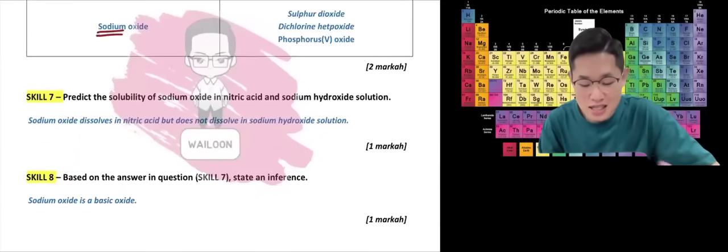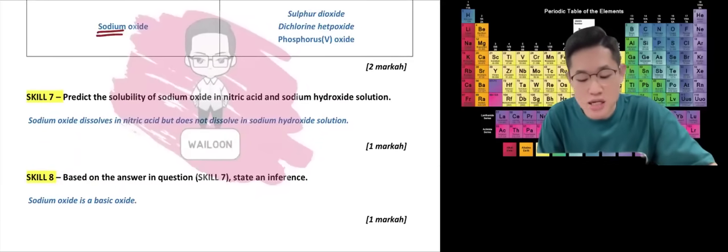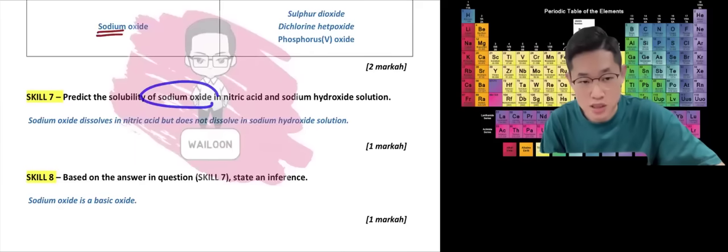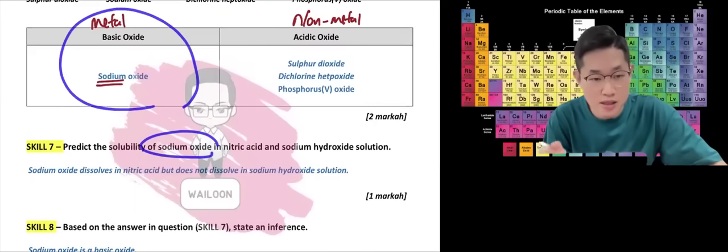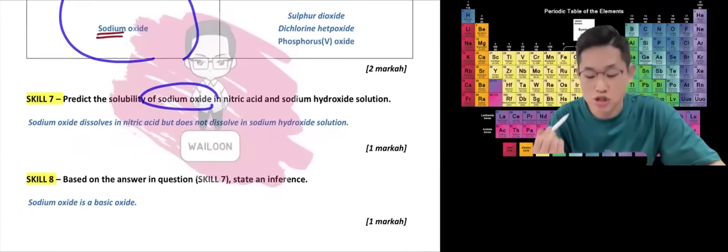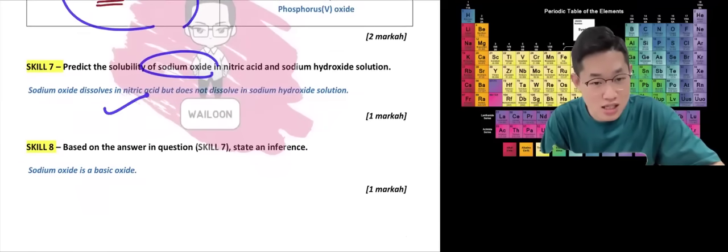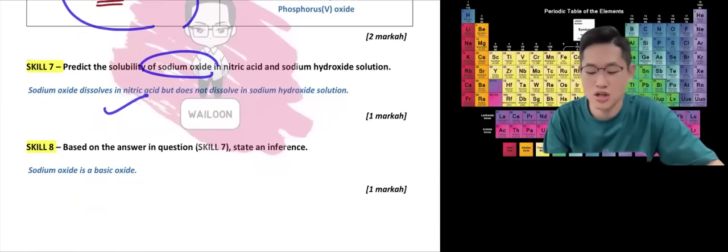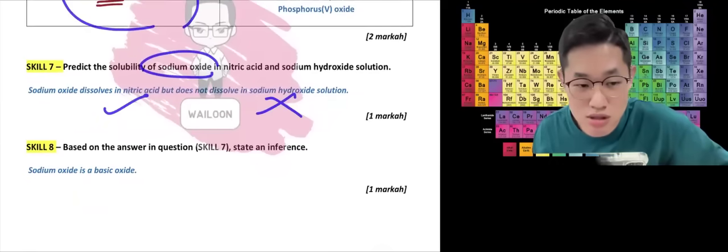Predict the solubility. So prediction. So they might want you to predict the solubility of sodium oxide. Since you know that it is a basic oxide, then basic oxide should dissolve in acid, have a reaction with acid, but does not dissolve in the sodium hydroxide solution.